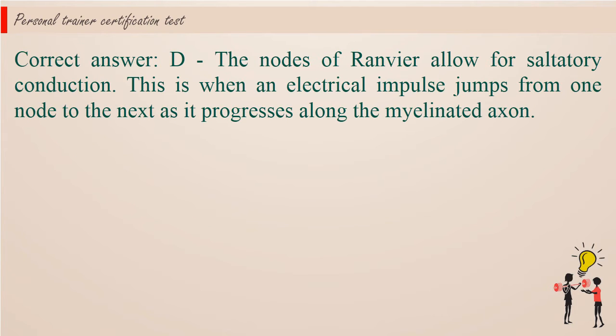Correct answer, D. The nodes of Ranvier allow for saltatory conduction. This is when an electrical impulse jumps from one node to the next as it progresses along the myelinated axon.